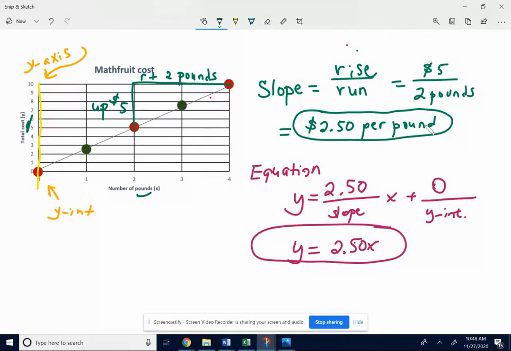Okay, then it asks for my equation. My equation is y equals some number x plus the y-intercept, like we did earlier. Okay, the y-intercept is 0, because my y-axis is right there, and my y-axis is being crossed over with my line at 0. So my y-intercept is 0. That goes at the end. My 2.50 is my slope. That goes in front of the x. And there's no real reason to write down plus 0 because that doesn't change anything. So my equation is y equals 2.50x.